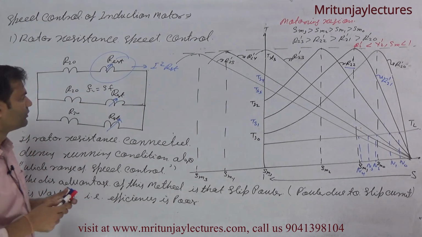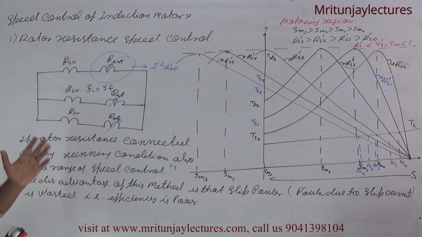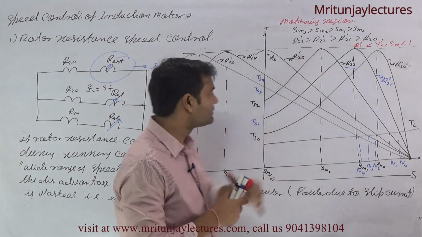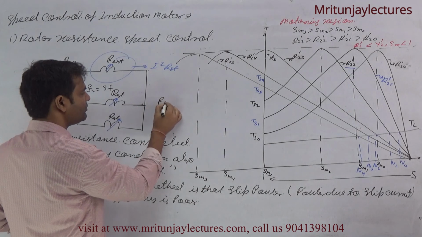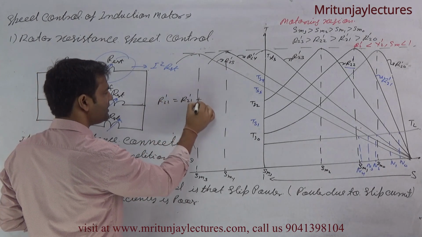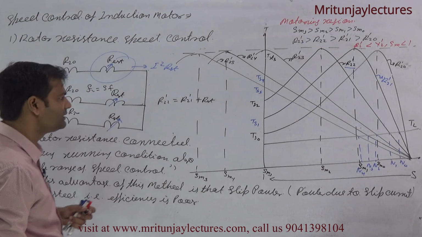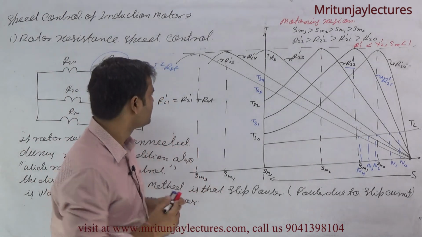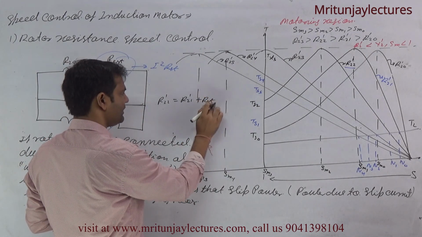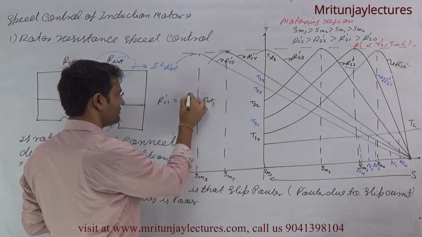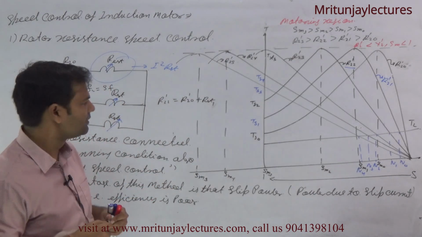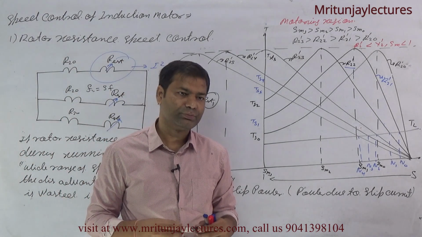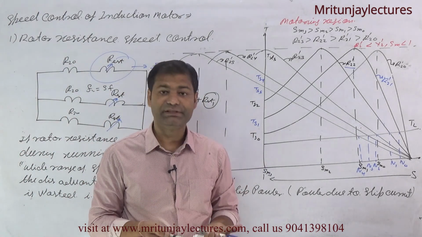Okay. Now this loss is continuous because at a particular speed, suppose N1, the resistance is R22 dash, which equals R21 dash plus R external. So you can say that there are losses due to R external, like this one, and that is R20. So losses corresponding to this are continuous. Okay, so the efficiency of the system is poor.